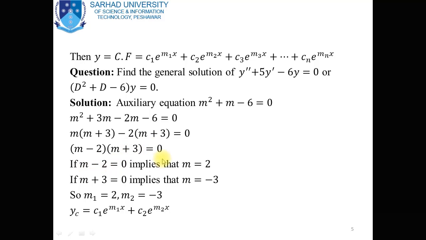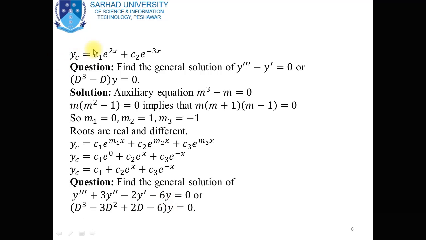So m minus 2 is equal to 0 implies that m is equal to 2, and m plus 3 is equal to 0 implies that m is equal to minus 3. Now you see over here the roots are real and different, so the complementary solution for this homogeneous linear differential equation can be written as yc is equal to c1 e power m1 x plus c2 e power m2 x. Putting the values of m1 and m2, we obtain the solution yc is equal to c1 e power 2x plus c2 e power minus 3x.